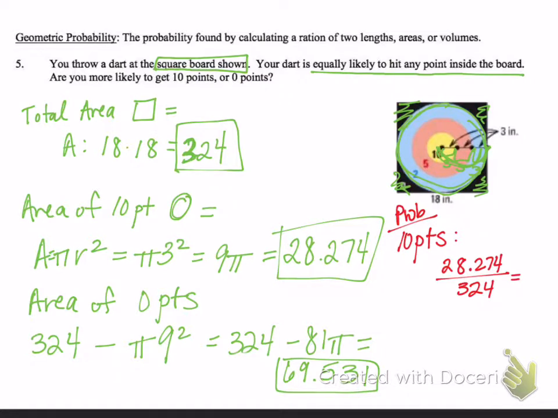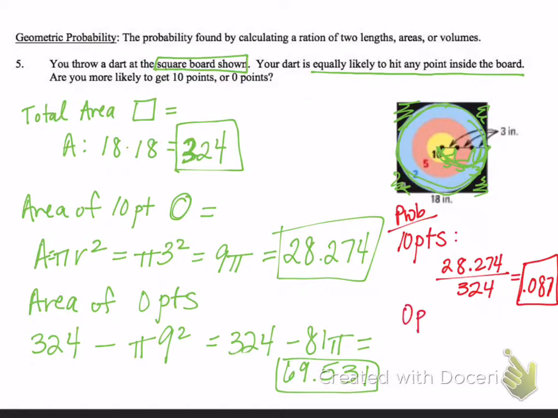You can, but I want to show you how to get each probability in case it just asks you for one probability. 0.087. So you have about like an 8% chance of getting 10 points. That's why you shouldn't play darts. Unless you're precise. That's assuming that it just could go anywhere.